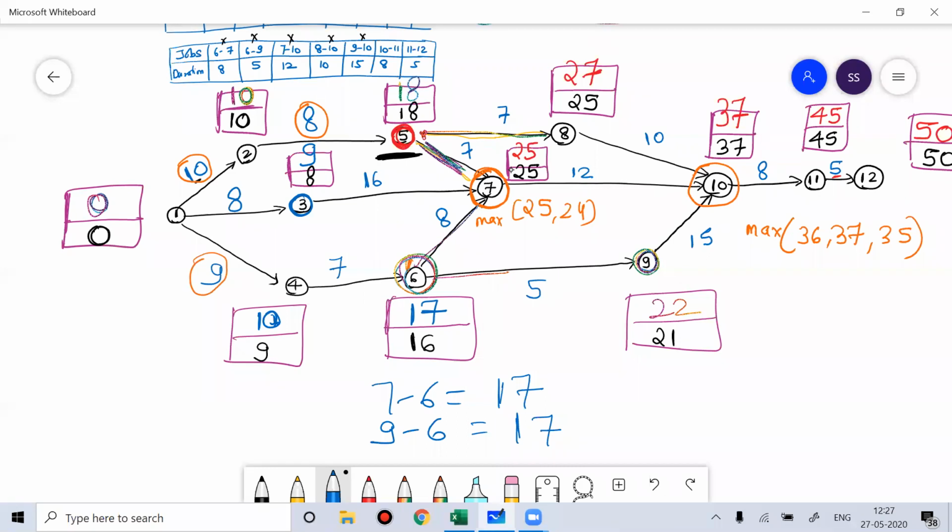So node 1 I filled, node 2 I filled, node 3 I filled, node 4 I filled, node 5 I filled, node 6 I filled, node 7 I filled, node 8 I filled, 9 I filled, 10 I filled, 11 I filled, 12 I filled. Okay, so I'm done with all my nodes.